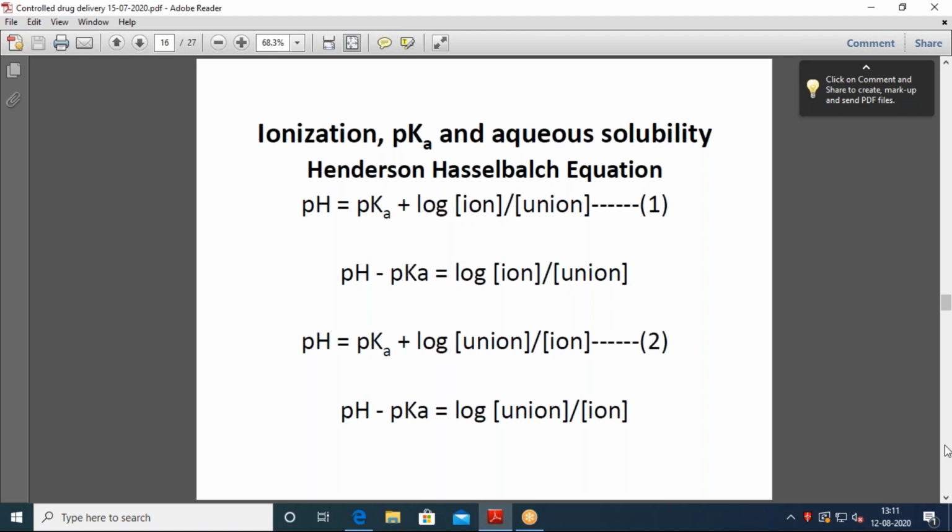Is it clear? And we also went one step ahead, telling you that acids remain unionized in the stomach, whereas bases remain unionized in the intestine. That also I told you. So this is one reason why we indirectly say that acids are well absorbed from the stomach, whereas bases are well absorbed from the intestine. Is it clear? Are you able to understand?